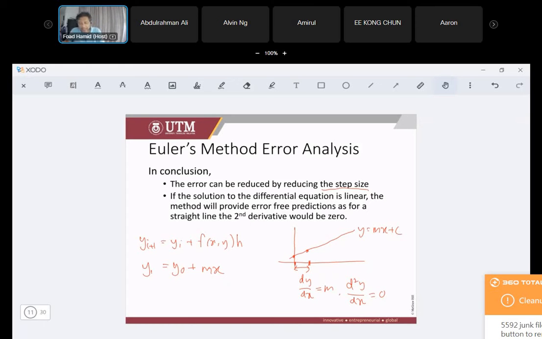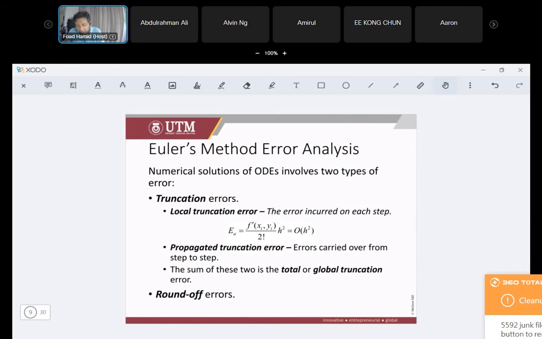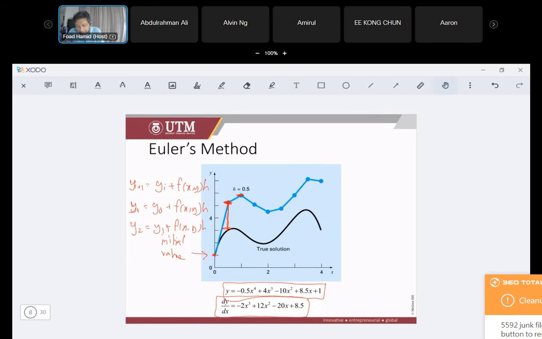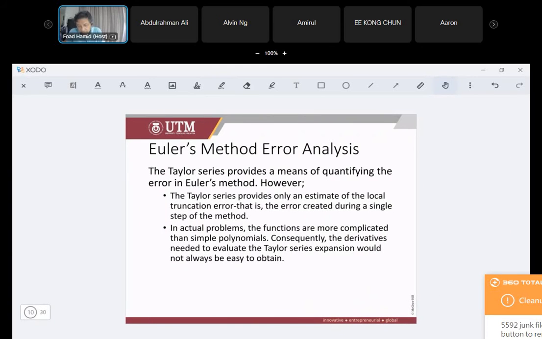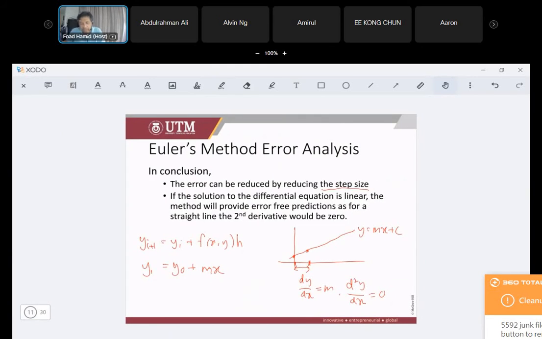But if the line is non-linear, for example, in this case, this is a fourth order line, a polynomial of the fourth order, then Euler's method will give you a lot of errors. So what we need to do is to reduce h. So this is the idea behind Euler's method. So that's the first step.